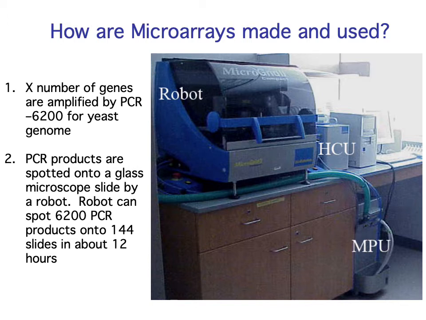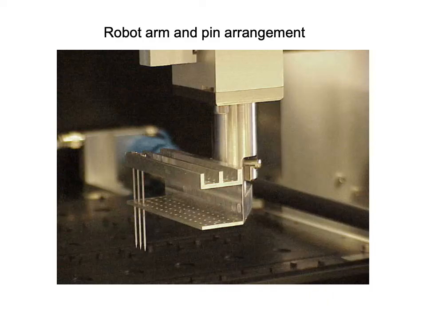So on the next slide, I'll show you how it does that. The robot is much more efficient and precise than a human could be, and it can spot 6,200 PCR products onto 144 slides in about 12 hours. So it still takes quite a long time. Obviously, it's a lot of different PCR products.